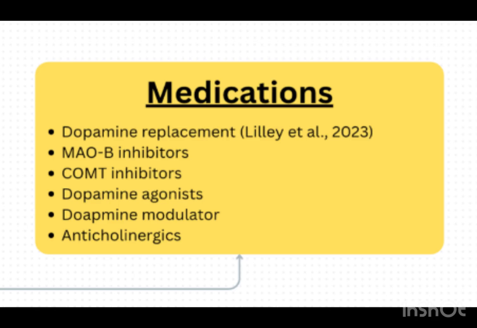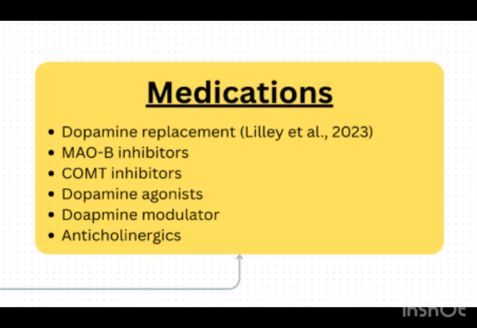The next is MAO-B inhibitors. MAO-B is an enzyme responsible for breaking down dopamine in the brain. So what the inhibitor does is block this enzyme, allowing the medication to remain active longer and improving dopaminergic stimulation. COMT inhibitors work in a similar way. I cannot pronounce this enzyme, so I'm just going to call it COMT. What this does is prevent the breakdown of levodopa, prolonging its effects, reducing a phenomenon called wearing off, and extending the amount of time patients experience good symptom control, also known as on time.